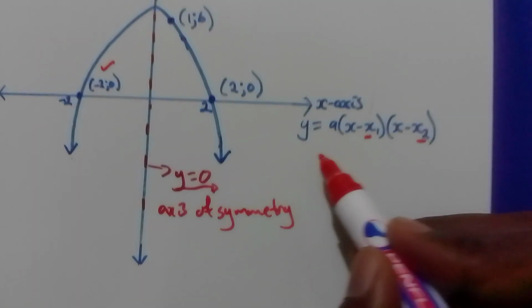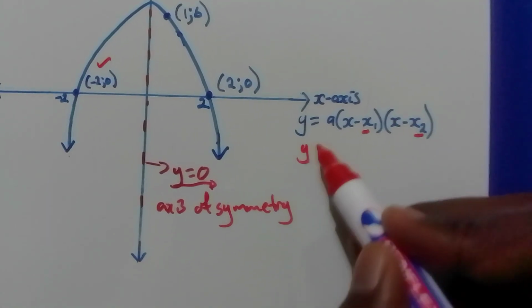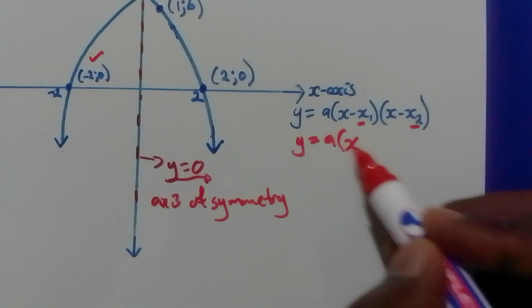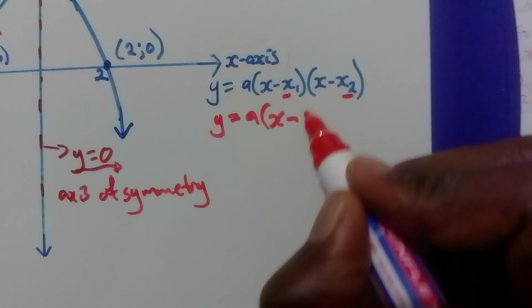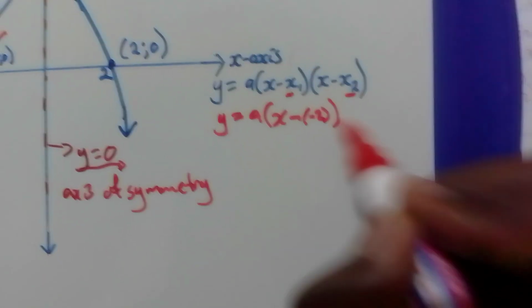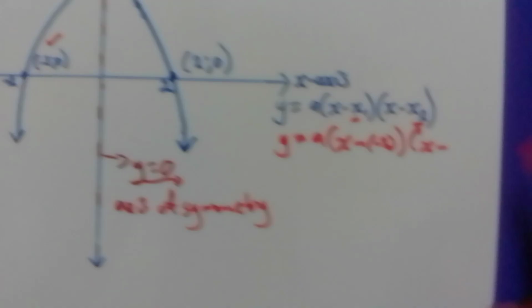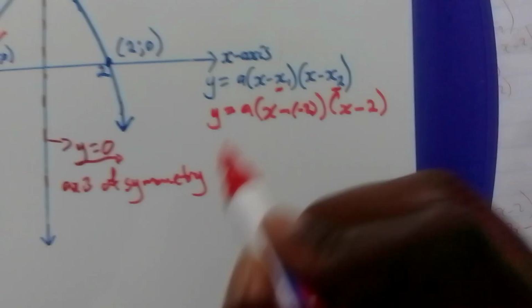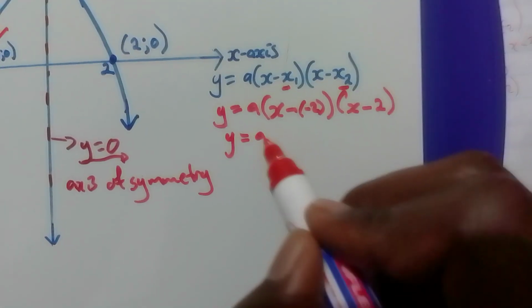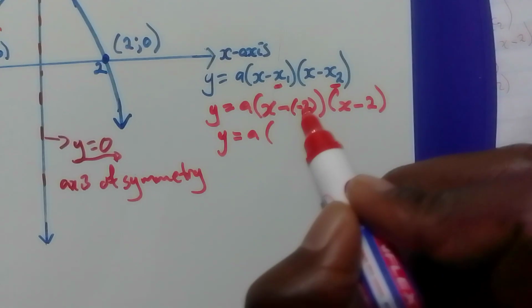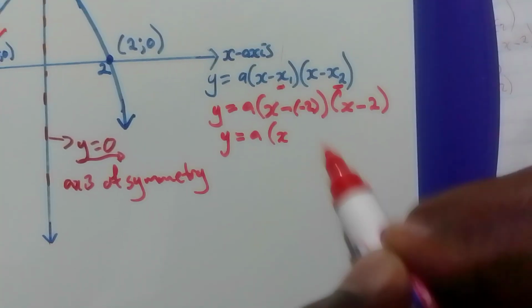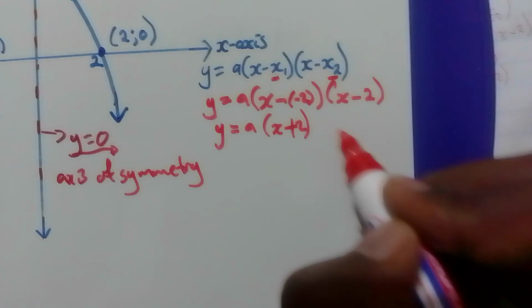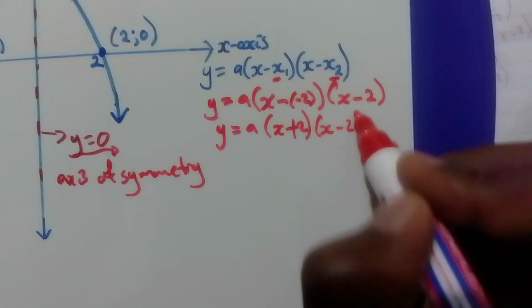So in other words, we have y = a(x - my smaller x-intercept, which is -2), so I say -2 here, and then (x - my bigger x-intercept, which is 2), so I say minus 2 like this. Then from there I say y = a. I need to solve the brackets here, so I say x, then negative multiplied by negative gives me a positive. So now I've got (x + 2) and (x - 2).